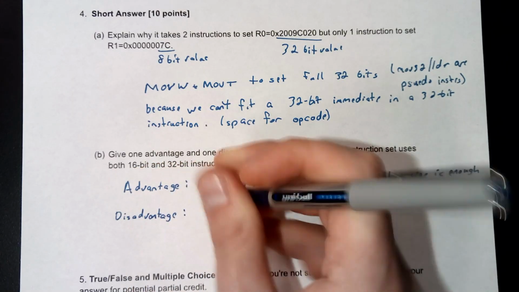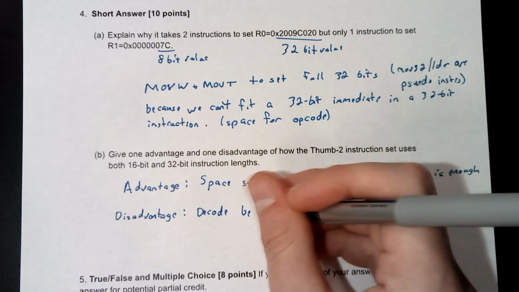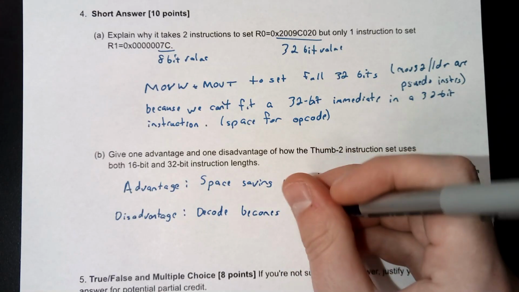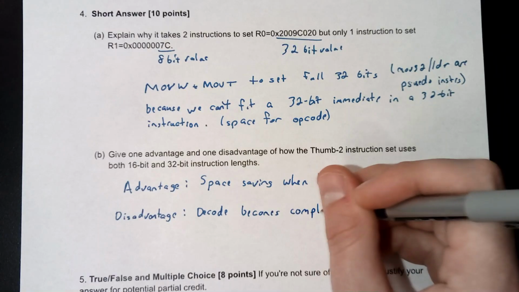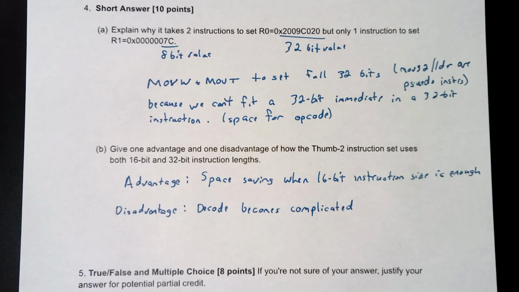the main one here is that decode becomes a little complicated because we have to now look for both 16-bit and 32-bit instructions. If we just use either 16-bit or 32-bit, then we know that everything we're decoding is definitely going to be that size. So we can always just sort of fetch 16 bits, we can fetch 32 bits, and then decode that same amount. Here we have to choose once we start to decode.